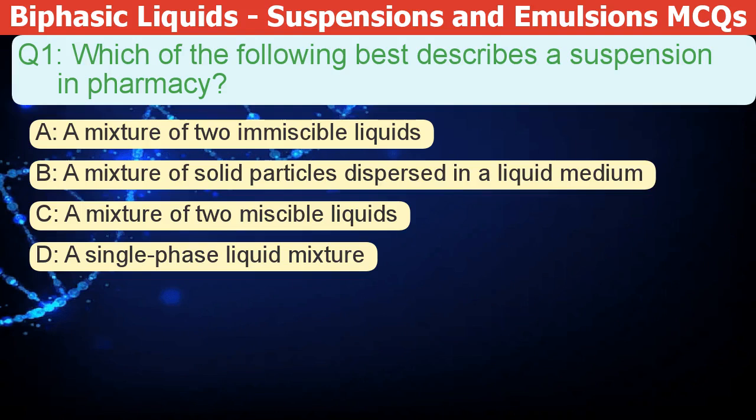Which of the following best describes a suspension in pharmacy? A. A mixture of two immiscible liquids. B. A mixture of solid particles dispersed in a liquid medium. C. A mixture of two miscible liquids. D. A single-phase liquid mixture.